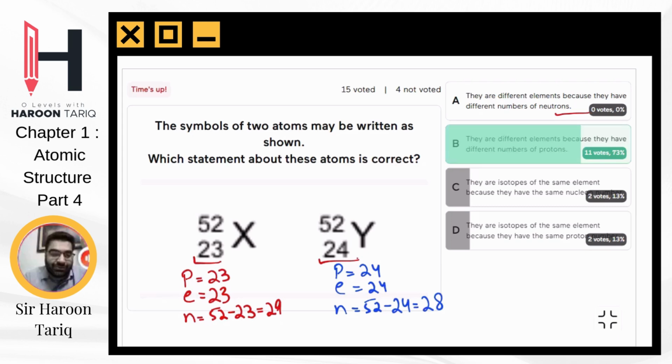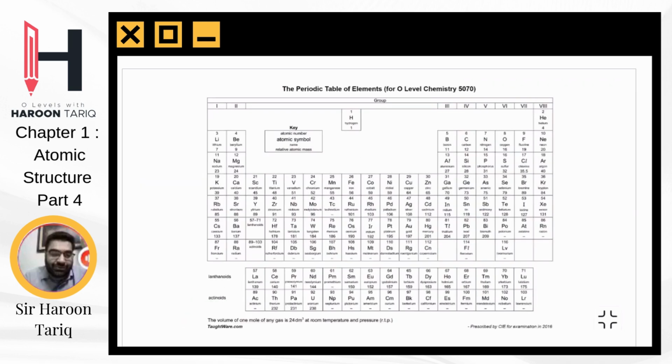They are different elements. How do we know? Because the proton number is different. You can check from the periodic table. 23 and 24. Let's go to the periodic table. This is 23, this is 24. These are two different elements, aren't they? Proton number 23, proton number 24. Two different elements. So they are different elements.